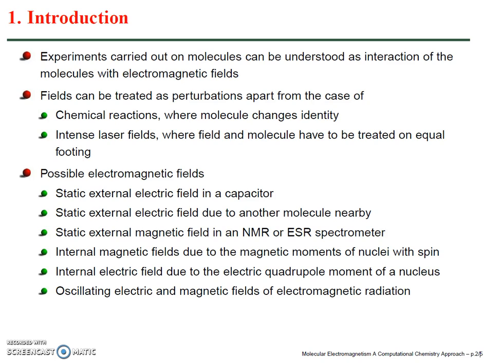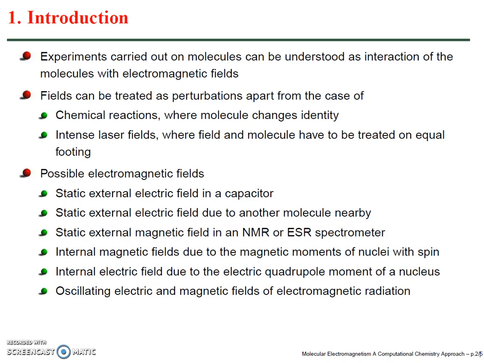Well, it could be the static external electric field in a capacitor, or a static external electric field due to another molecule in the neighborhood. It can be the static external magnetic fields which we have in nuclear magnetic resonance or electron spin resonance spectrometers. But it also can be internal magnetic fields, meaning fields inside of the molecule due to the nuclei. Some nuclei have spin, and those nuclei also have, due to the spin, a magnetic moment, and that magnetic moment leads to a magnetic field.